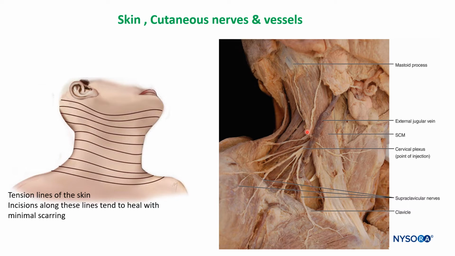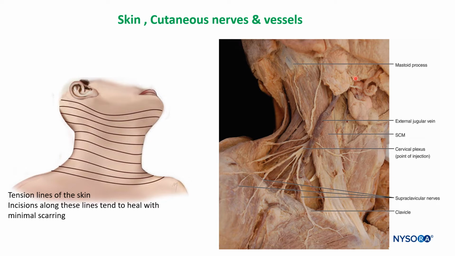Then running deep to the external jugular vein and reaching the anterior part of the neck by traversing the sternocleidomastoid is this transverse cervical nerve, which is going to be supplying a majority by dividing into its anterior and posterior branches. It's going to be supplying the skin of the majority of the part of the neck.